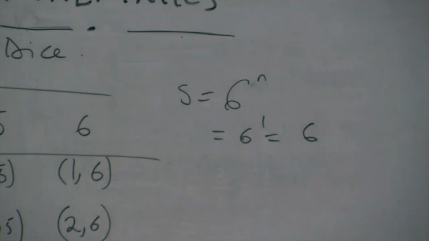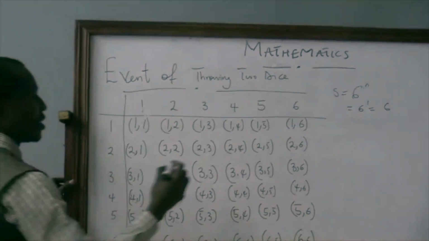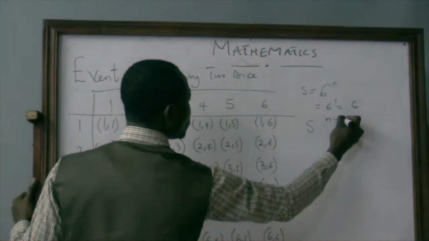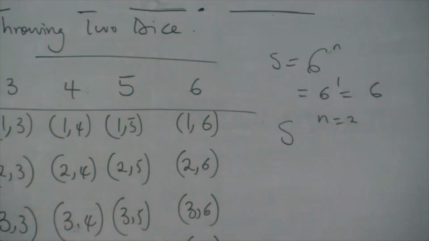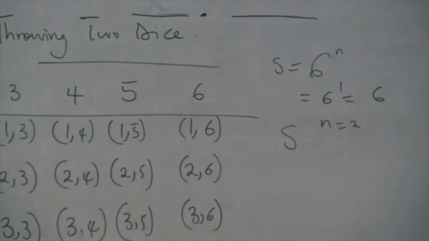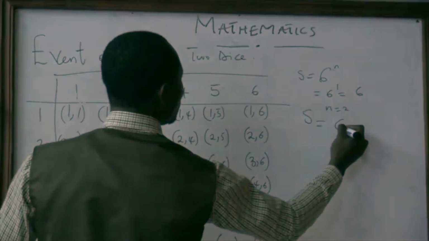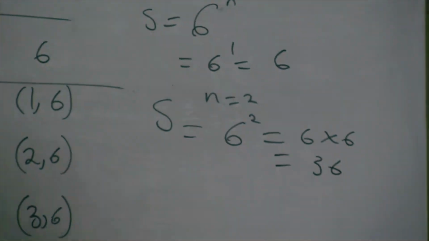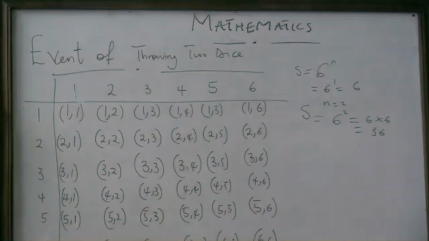For this one, we are throwing 2 dice. We are going to have s equals 6 raised to power n, but now n equals 2 because you are tossing it twice. The event of tossing a die twice is the same thing as tossing 2 dice once. So this will be 6 raised to power 2, that's 6 times 6, and that's 36. If you count all the outcomes here, we have 36.